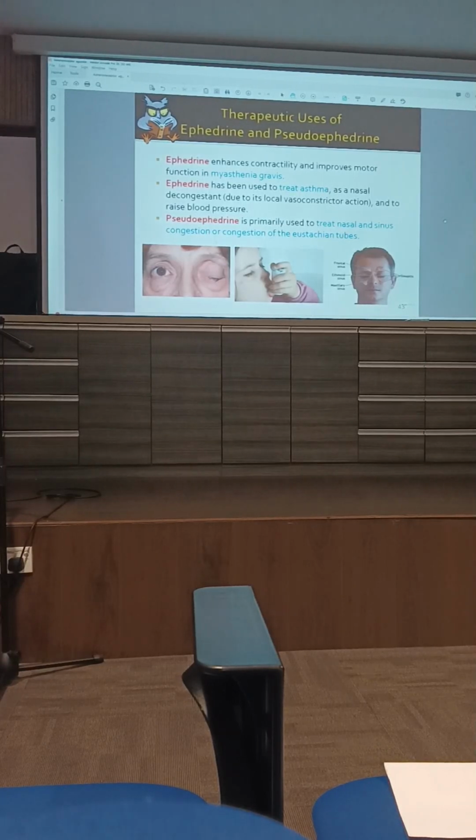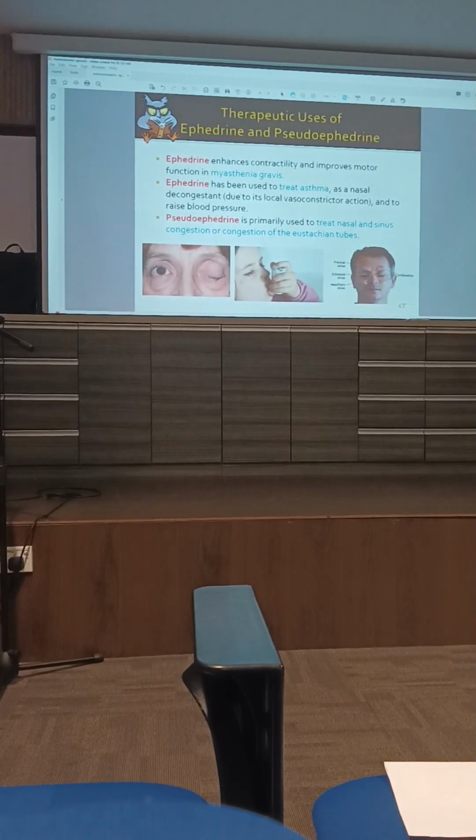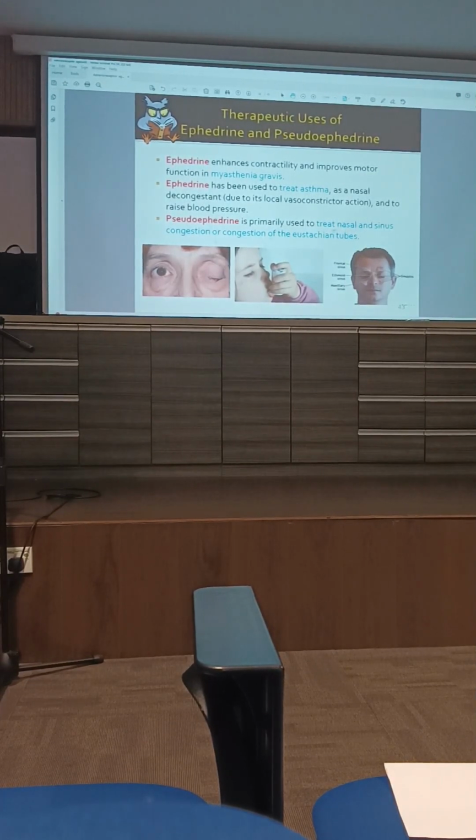So ephedrine and pseudoephedrine, the therapeutic uses. Ephedrine enhances contractility. It will improve motor function in myasthenia gravis. It is used to treat asthma. It can be used as a nasal decongestant. Pseudoephedrine can be used to treat nasal and sinus congestion or congestion of eustachian tubes.